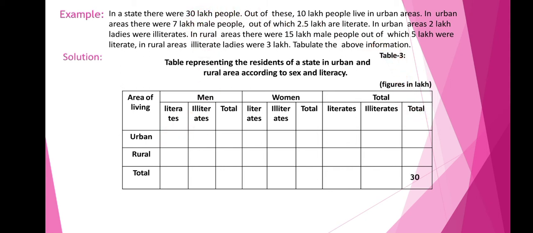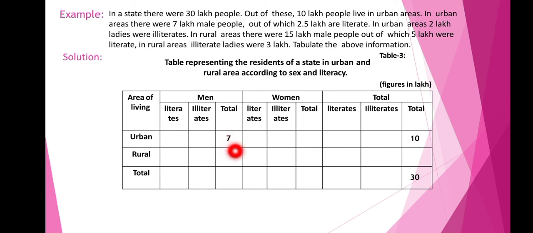In a state there were 30 lakh people. So total there were 30 lakh, and we will write 30 here. Out of these, 10 lakh people live in urban areas. So in urban areas 10 lakh people are living, and we write 10 here. And in urban areas there were 7 lakh male people. Under men we should write 7 lakh male people in urban, so we write 7 here.